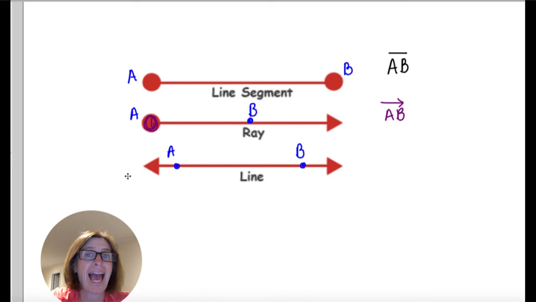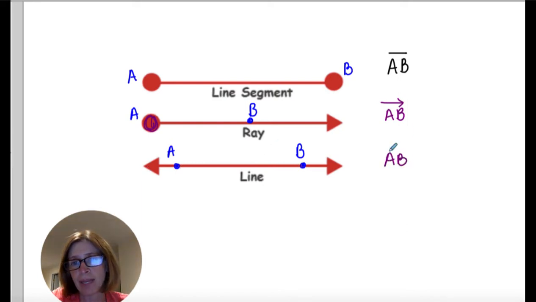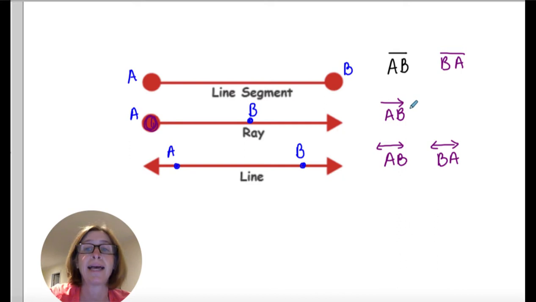For a line, you pick any 2 points on the line, in this case A, B, and I use the line symbol. I could also write that BA. I could write line segment AB. I could write that BA. But I cannot change the way I write the ray. The endpoint always has to come first.